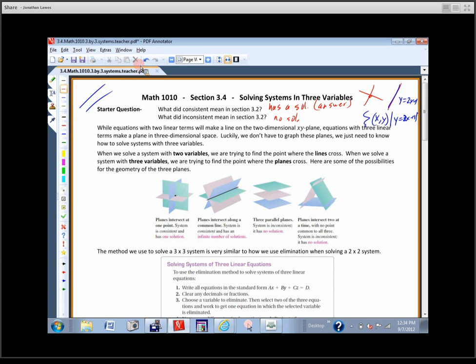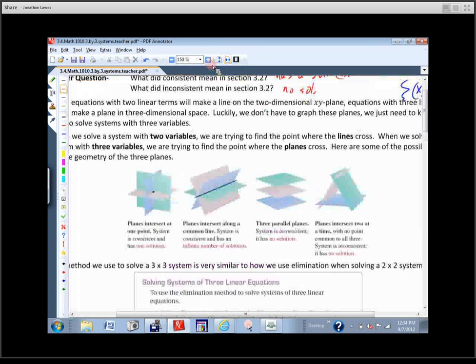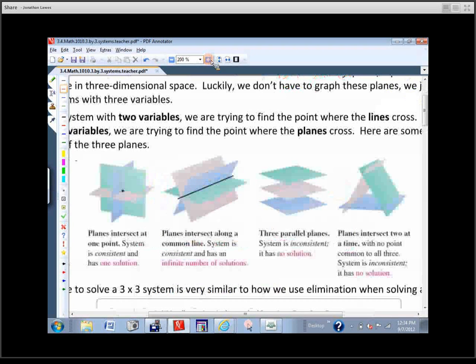If we're doing this with three equations and three unknowns, you'd have to graph not lines, but planes in three-dimensional space. Now, luckily, we don't have to graph planes, and we don't have to see what they look like in three-dimensional space. But we can look at some pictures and see what happens here. I've got a green plane, a blue plane, and a gray one.